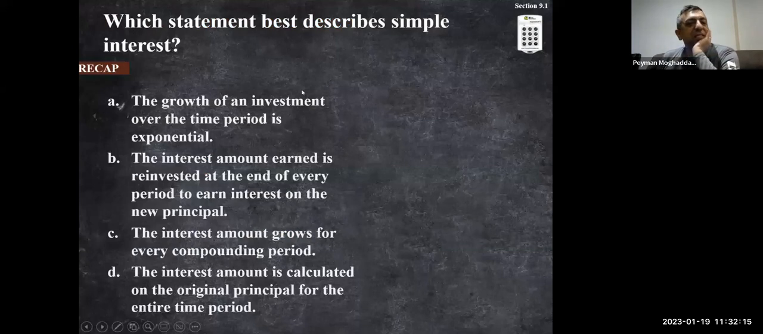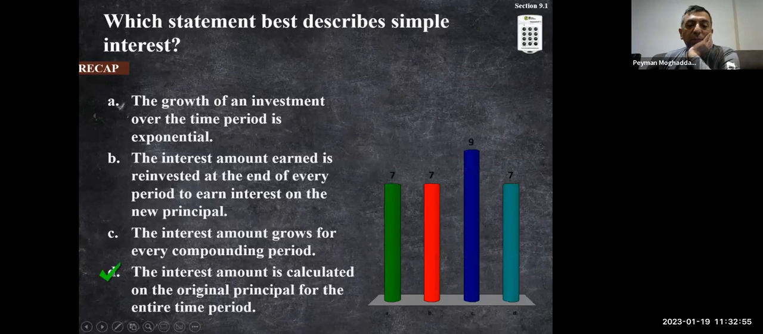So which statement best describes simple interest? A, the growth of an investment over the time period is exponential. Not true, because we are talking about simple interest. B, the interest amount earned is reinvested at the end of every period to earn interest on the new principal. This is not true. This is for compound. C, the interest amount grows for every compounding period. Not true, because we are talking about simple interest. D, the interest amount is calculated on the original principal for the entire time period. That's right. So that's D. The whole interest amount is calculated based on the original principal, not on the accumulated principal. So that's what simple interest is like.